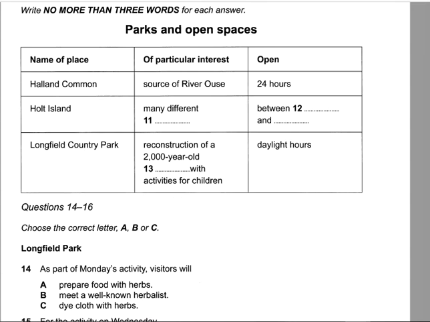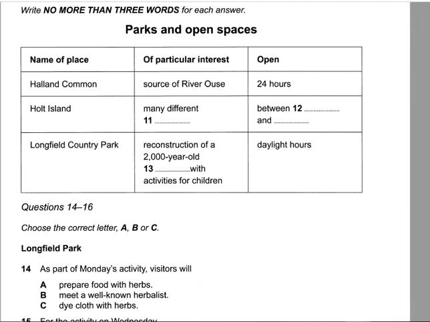One very pleasant place is Halland Common. This has been public land for hundreds of years, and what you'll find interesting is that the River Ouse, which flows into the sea 80 kilometres away, has its source in the common. There's an information board about the plants and animals you can see here, and, by the way, the common is accessible 24 hours a day.